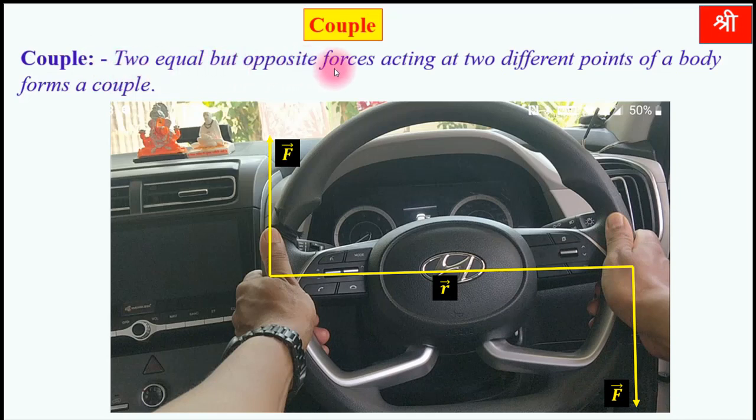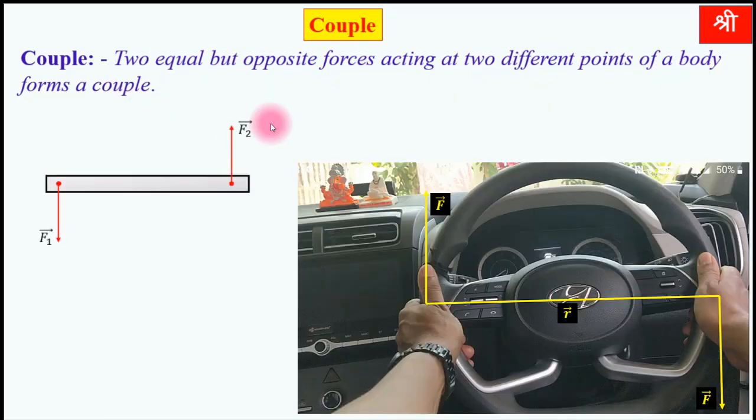Two equal but opposite forces acting at two different points of a body form a couple. Two equal and opposite forces. See this figure. Suppose this is a rigid rod, that is one body, and on this body there are two forces, vector F1 and vector F2, acting at two different points in opposite directions. This is called a couple.